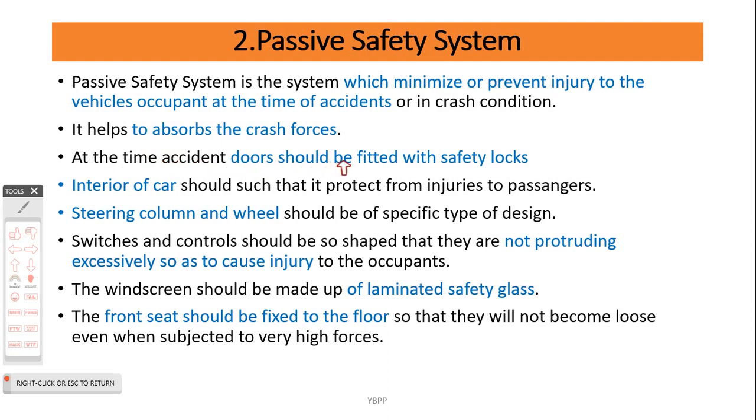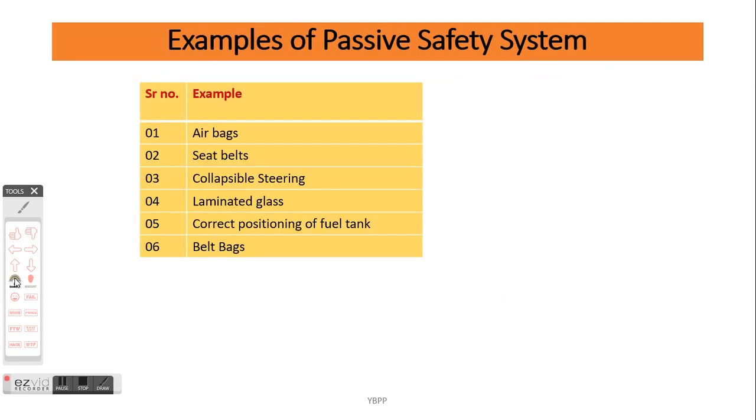At the time of accident, doors should be fitted with safety locks so that the passenger or driver should not get outside of the car. The interior of the car should be such that it protects the passengers from injuries. Steering column and wheel should be of a specific type of design. Switches and controls should be so shaped that they are not protruding excessively so as to cause injury to the occupants. The windscreen should be made of laminated safety glass. The front seat should be fixed so that it will not get away from the floor.